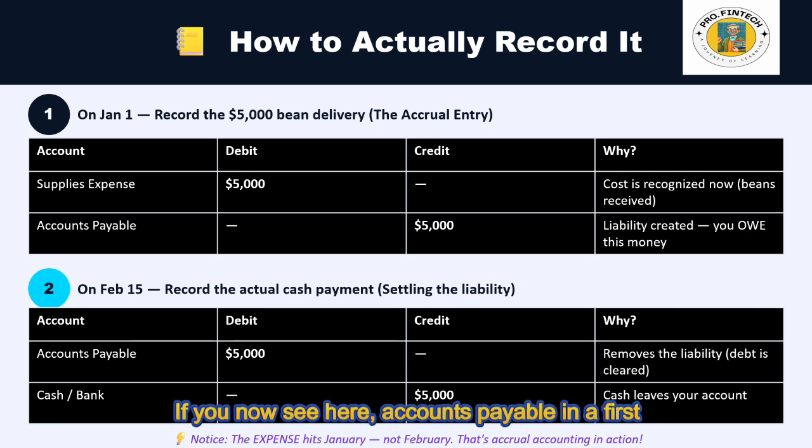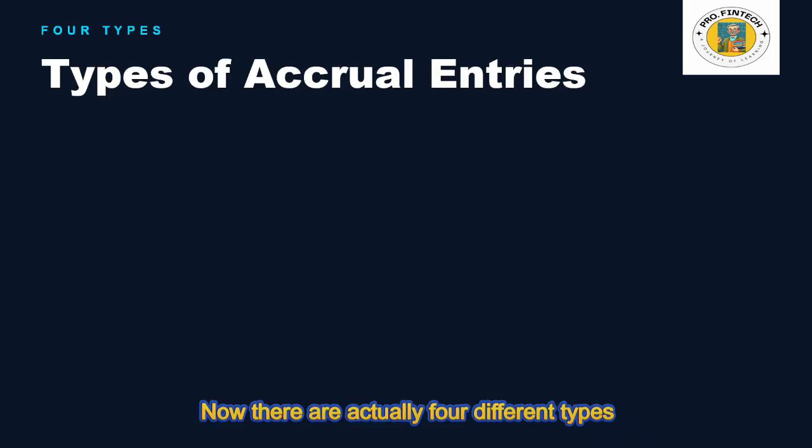If you now see here, in the first table in the month of January, accounts payable $5,000 is showing on the credit side, and in the second table in February, accounts payable $5,000 is showing on the debit side. These two get nullified. So the final entries that will remain in the system are supplies account $5,000 debit in January, and cash or bank account $5,000 credit in the month of February. So this will be what remains. Hope you understand here.